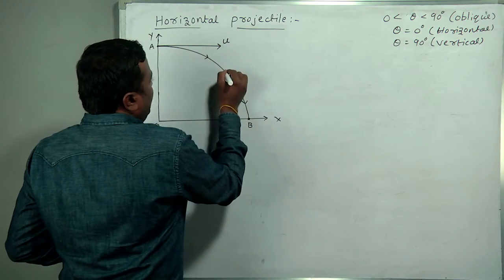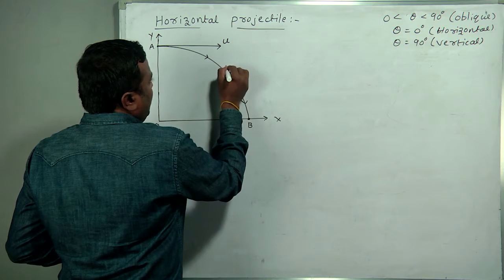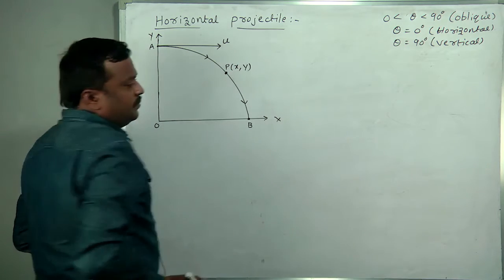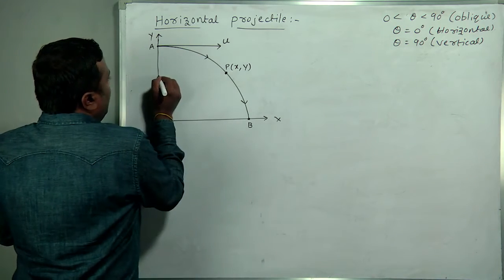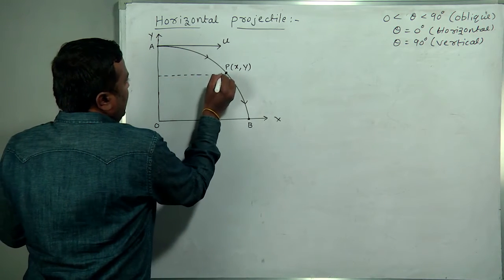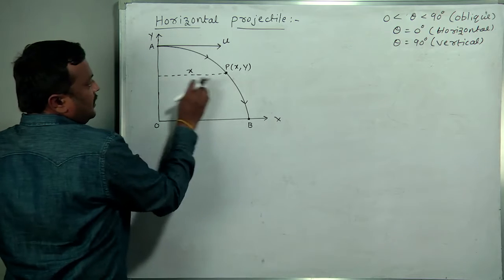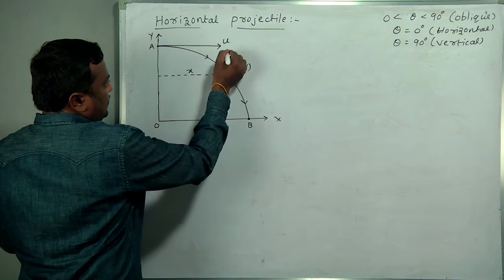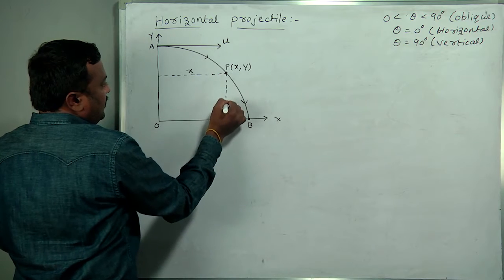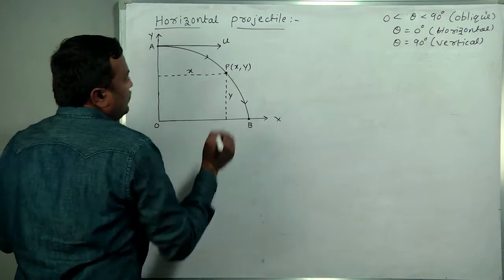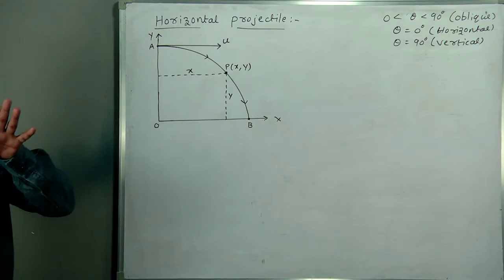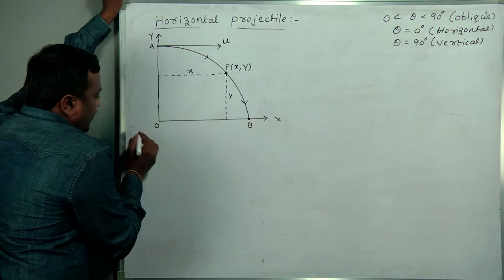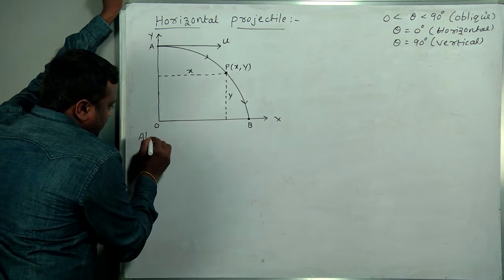In its journey, at anywhere, consider one point P with coordinates x comma y. What does it mean? Along the horizontal, it travelled a displacement x up to this point. Along the vertical, it travelled a displacement y. Then we are now deriving the two coordinates. First coordinate, along the horizontal.